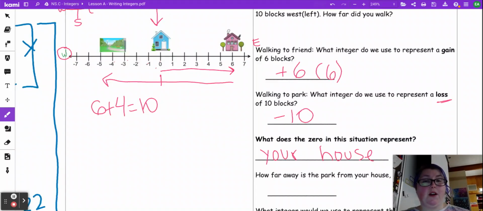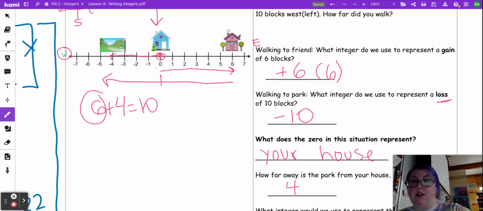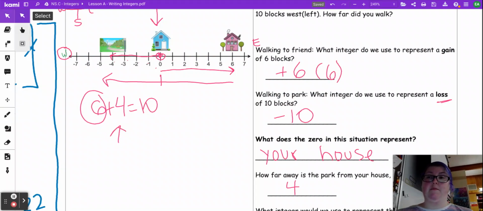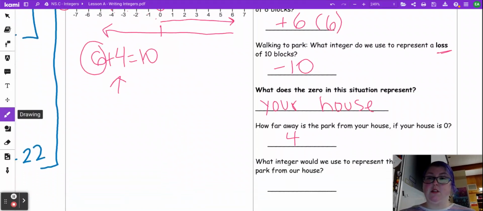So how far away is the park from your house? There's a couple ways to do it. You could simply look at the number line because your house is 0 and the park is 4 blocks away. You're simply counting. Or you could know that your friend's house is 6, the total is 10, therefore your house is 4 blocks away. Now remember, the direction is important. So what integer would we use? Well, we see that the line is going to the left, it's going west, so it will be a -4. It's the opposite direction that you walk to your friend's house, so it is -4.